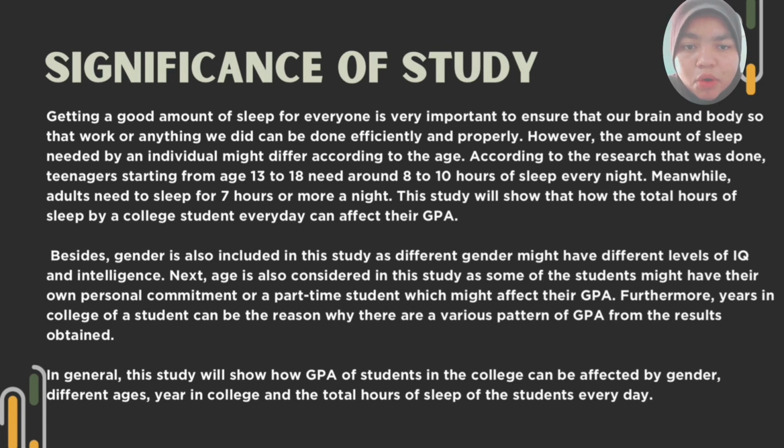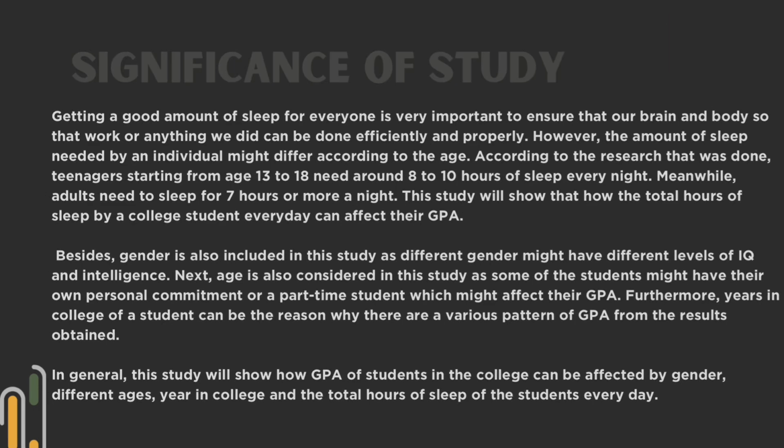Furthermore, year in college of a student can be the reason why there are various patterns of GPA in the result obtained. In general, the study will show how the GPA of students in college can be affected by the gender, different age, year in college, and the total hours of sleep of the student every day.